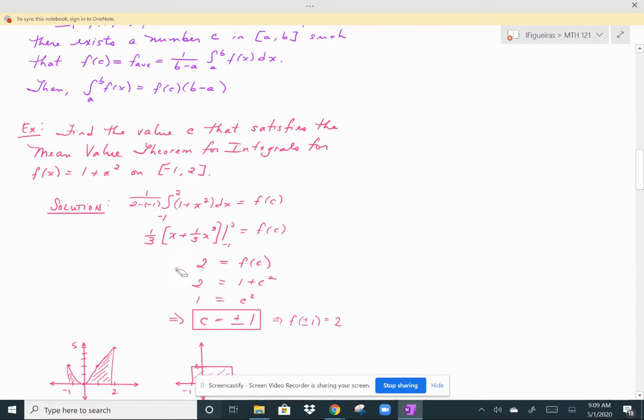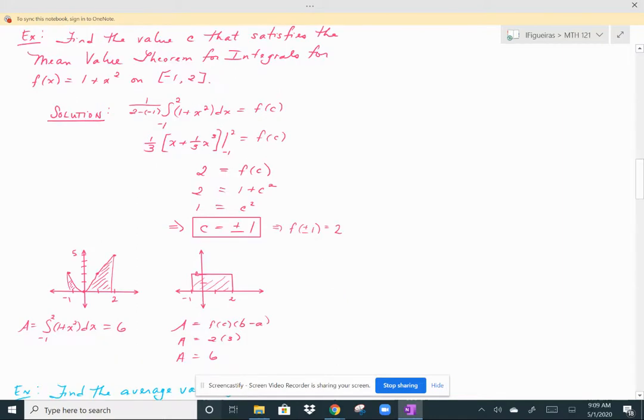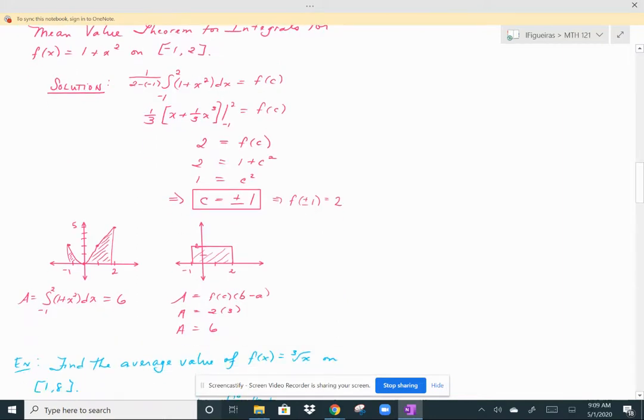Okay, so now let's look at this from a graphical perspective. So on the left side, I drew the graph of 1 plus x squared from -1 to 2, and I shaded the area underneath that curve with respect to the x-axis. The value of that integral, or the area, is 6.